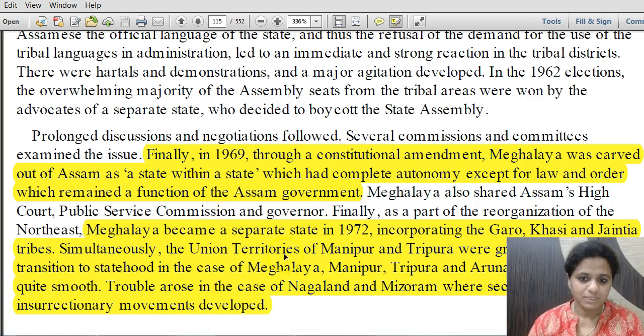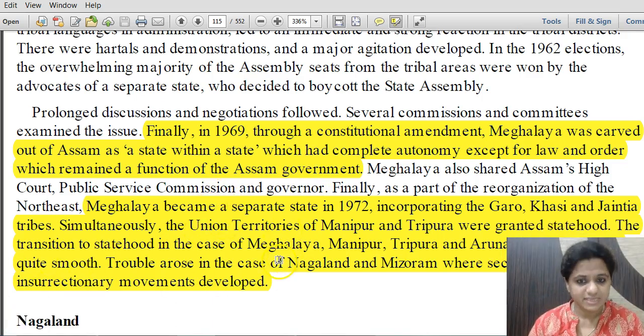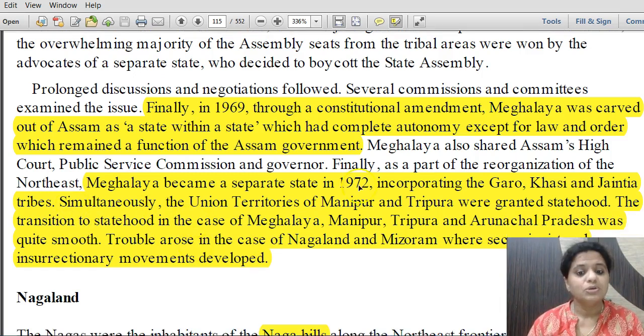So Meghalaya comprises the region which includes the Garo, Khasi and Jayantia hills, and these are the places where these tribes are present. So it incorporated the Garo, Khasi and Jayantia tribes. Simultaneously, union territories were formed of Manipur and Tripura, which were granted statehood later. So the transition to statehood in the case of Meghalaya, Manipur, Tripura and Arunachal Pradesh was smooth.